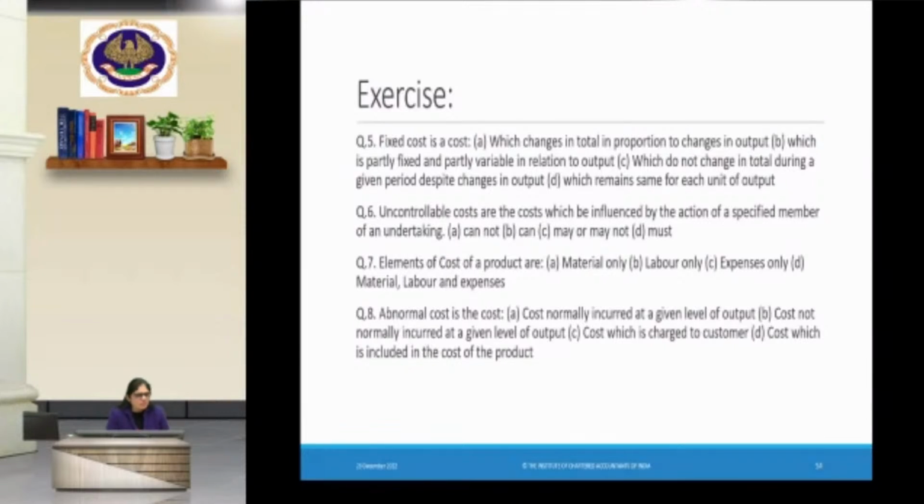The last question for the session, question number 8. Abnormal cost. Abnormal cost is which cost? Cost which normally incurred, cost not normally incurred, cost which is charged to customer, cost which is included in cost of the product. Question number 8. Yes, 7 is D. Question number 8. Yes, question number 8. The correct answer is B. Cost not normally incurred at a given level of output.